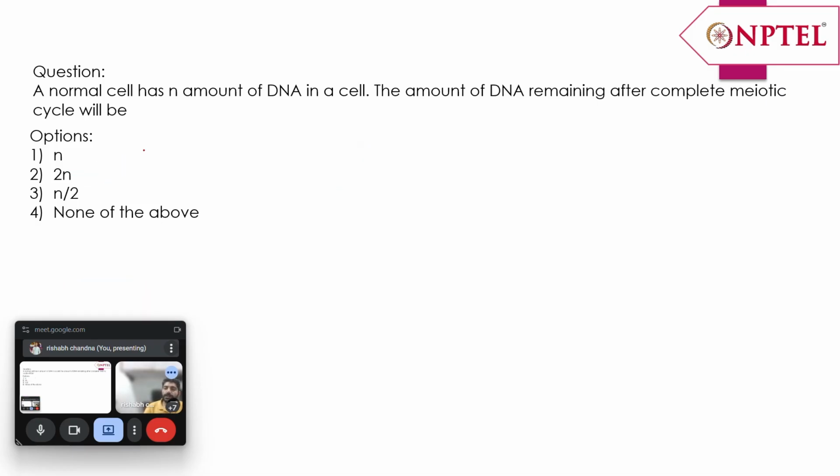A normal cell has n amount of DNA in a cell. The amount of DNA remaining after complete meiotic cycle would be. So what can be the correct answer?